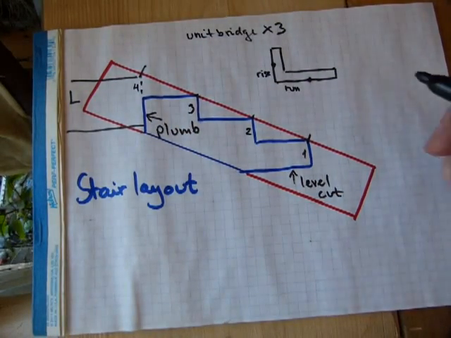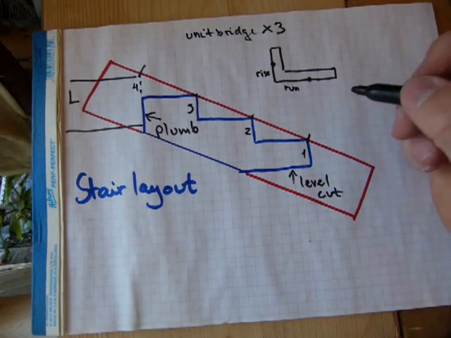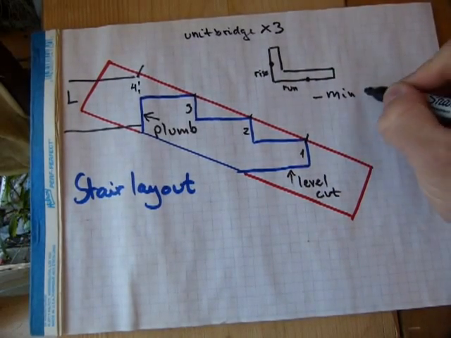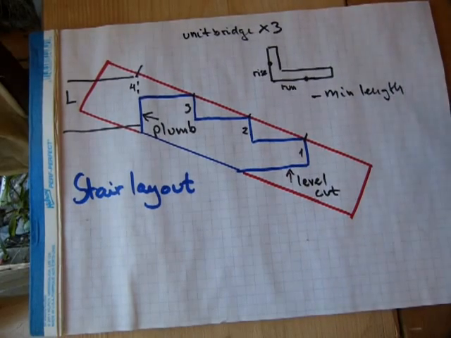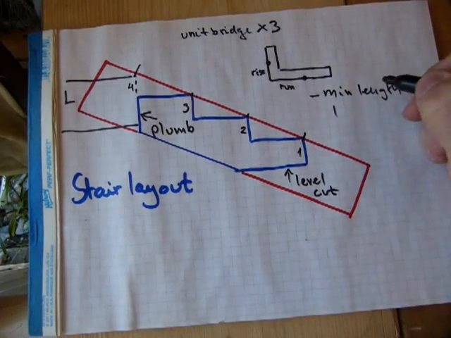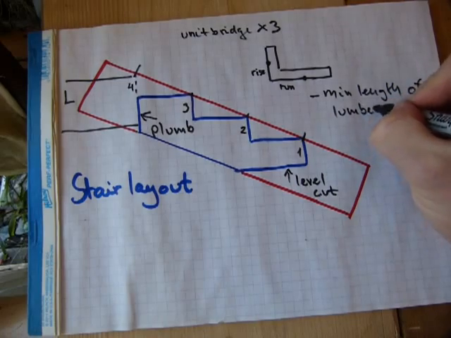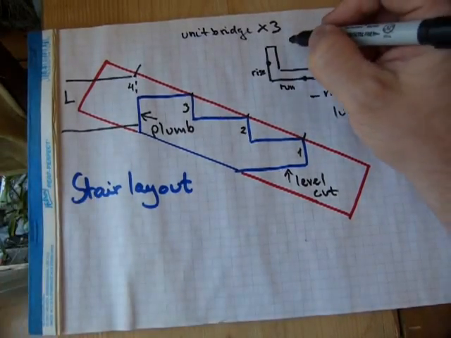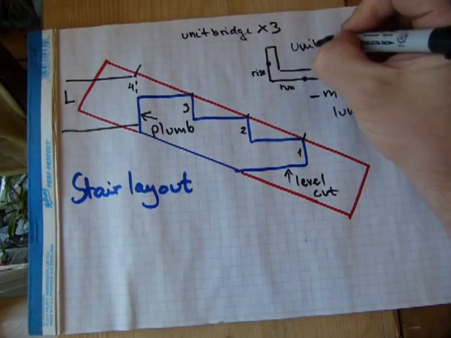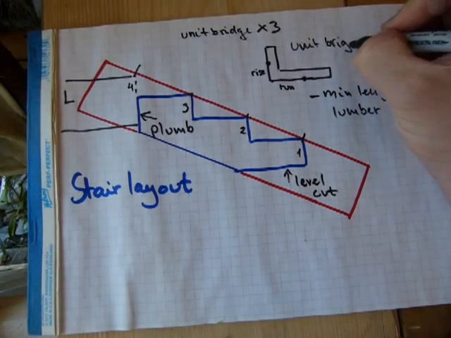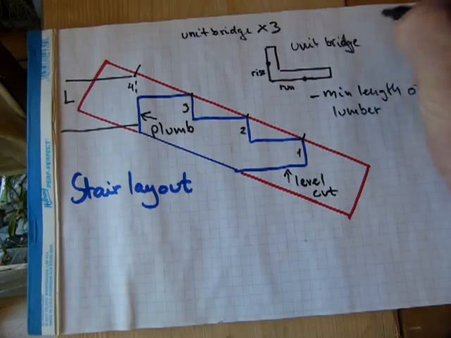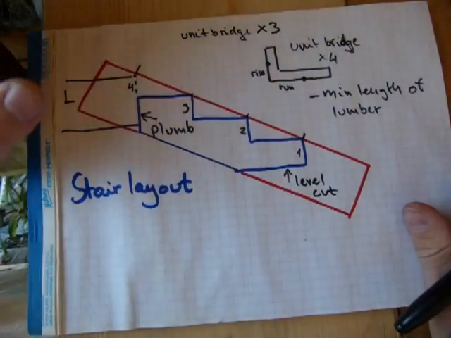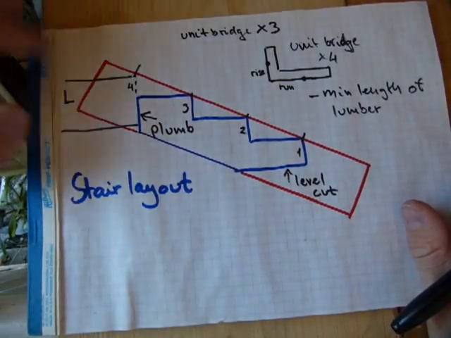So the minimum length of lumber that we need is calculated by the unit bridge multiplied by 4. It's not an actual calculation that we do.